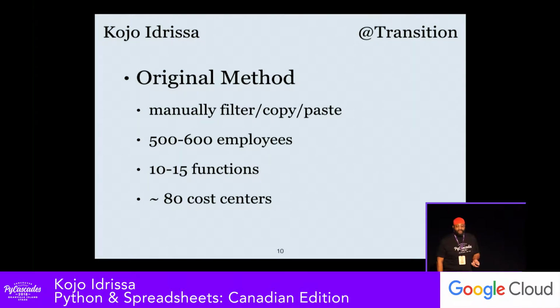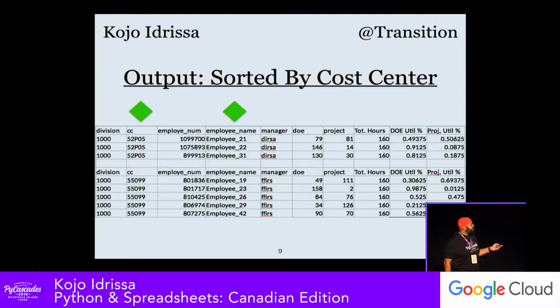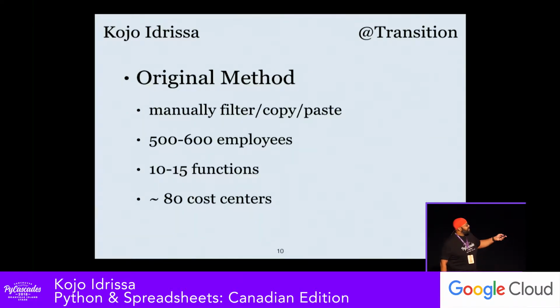So the original method for doing this, and again, this is based on something I had to do in a prior job. I would get something like this, but with maybe 500 to 600 employees, and then I needed to break them out into something that looked like this, but there were 10 to 15 different functions and about 80 different cost centers. And so the original way this was done was using a spreadsheet and just filter for one cost center, copy that data, paste it into a spreadsheet. Filter to the next one, copy, paste. Filter, copy, paste. You feel my pain already, I feel.